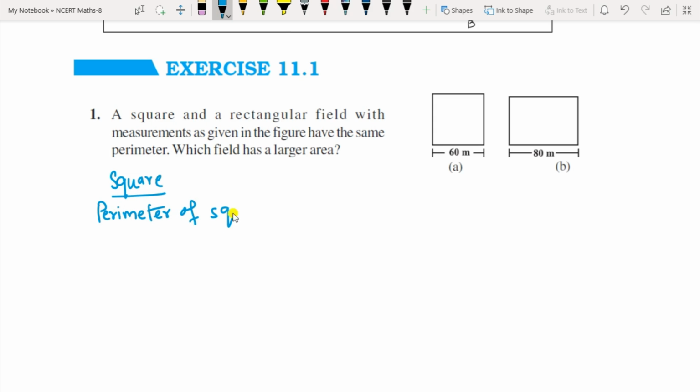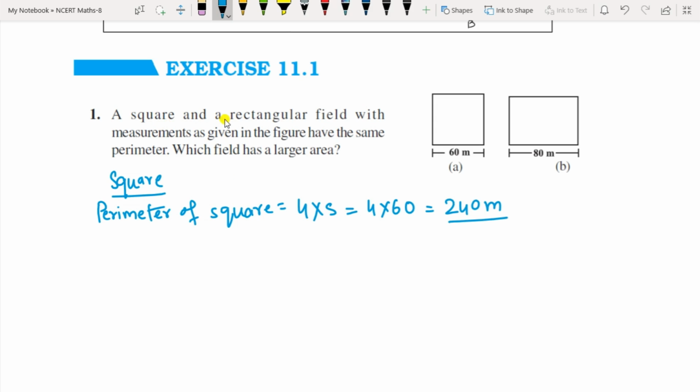Perimeter of square, the formula is 4 into side, that gives 4 into 60 will be 240 meters. Unit of perimeter is written in meter or centimeter and unit of area is written in meter square or centimeter square, like that. So perimeter of square is this.